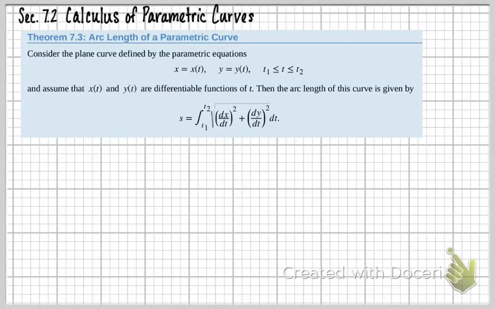Theorem 7.3, arc length of a parametric curve. Now it's really kind of interesting where this formula comes from. This says, consider the plane curve defined by the parametric equation, so x equals x(t) and y equals y(t), and we're going from t1 to t2. And then it says, assume that x(t) and y(t) are differentiable functions of t. Then the arc length of the curve is given by this formula.